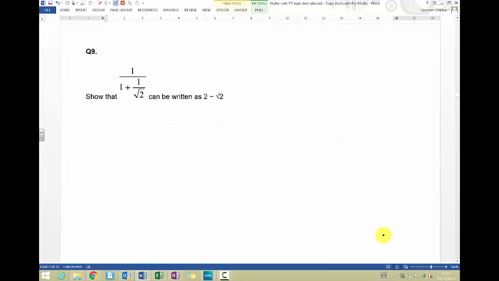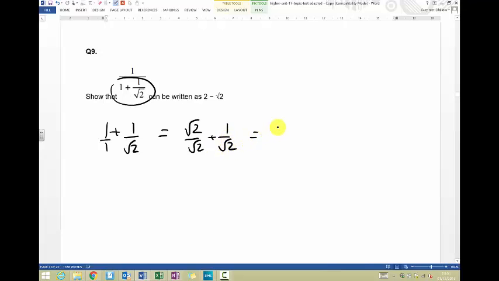Again, quite a challenging one here. So let's just sort out this fraction down here. The common denominator is going to be root 2, so times top and bottom by root 2 here. So that can be written as 1 over 1. And then you get root 2 plus 1 over root 2.